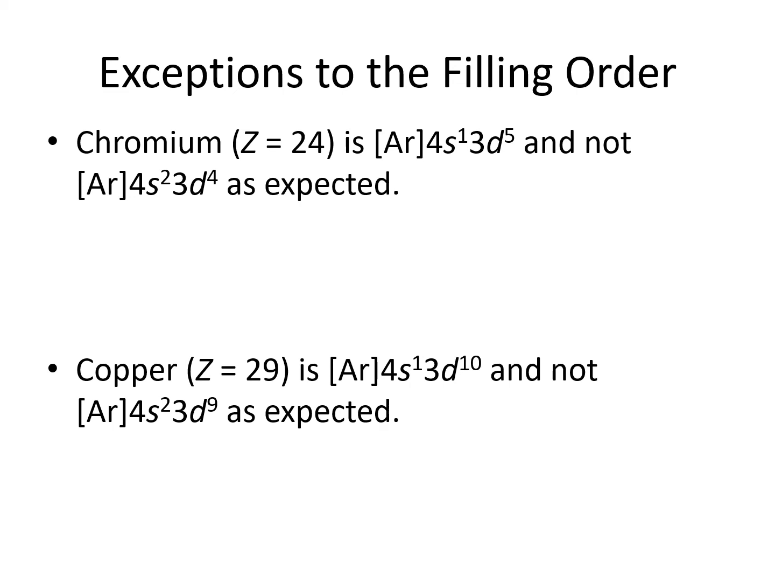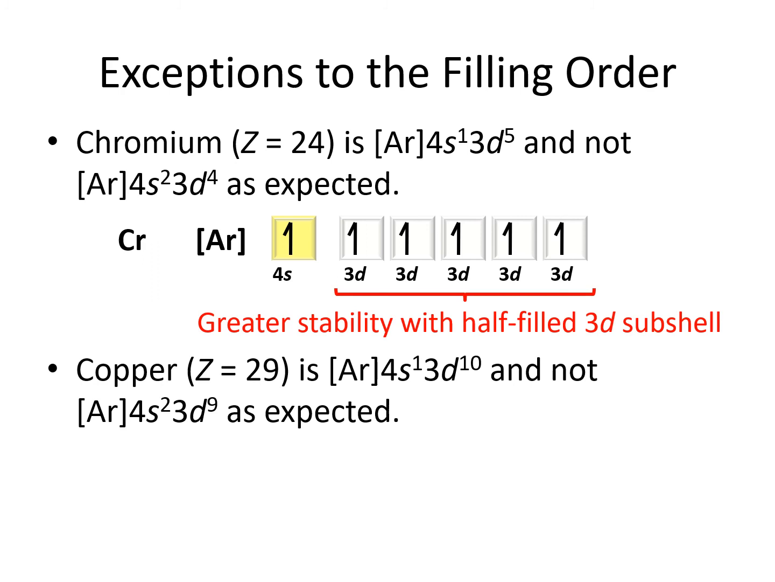You can think of it as an electron moving out of the 4s and into the 3d. We rationalize this discrepancy by saying that having a half-filled 3d subshell makes the atom more stable and therefore having a lower energy.